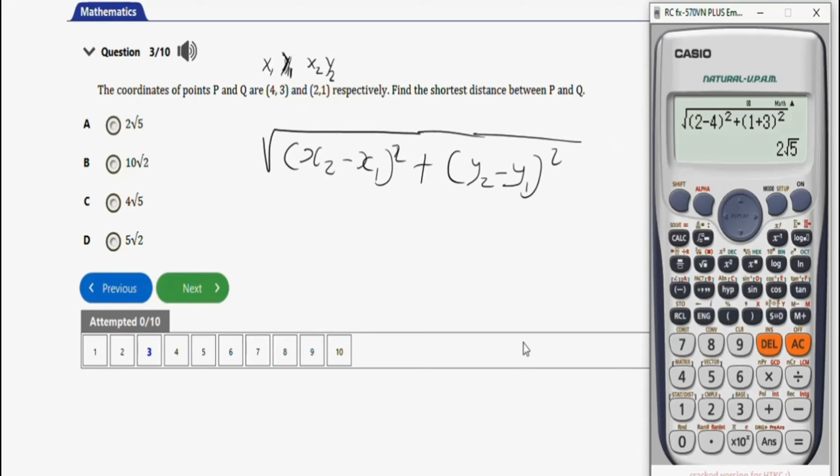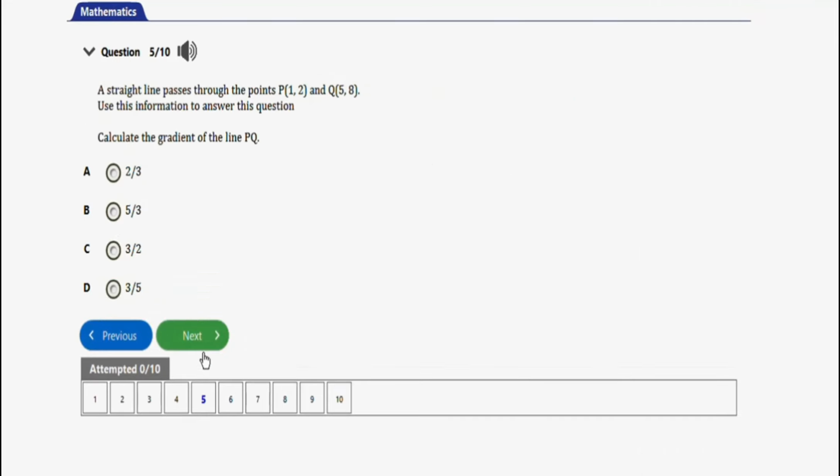Let's wipe this and solve the next repeated question. So the next repeated question will be this one. It says the straight line passes through the points. Use this information to answer this question. Calculate the gradient of the line PQ. So let's bring the calculator and solve this. But before that, let's label our x1, x2. So this is our x1, these are y1, these are x2, these are y2.